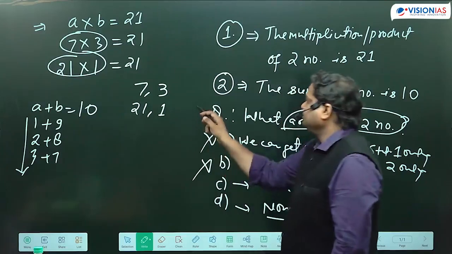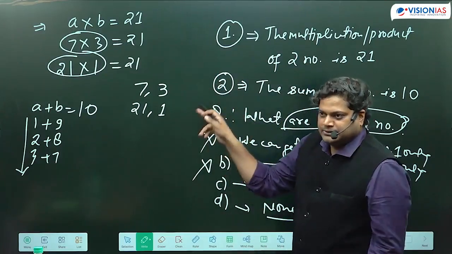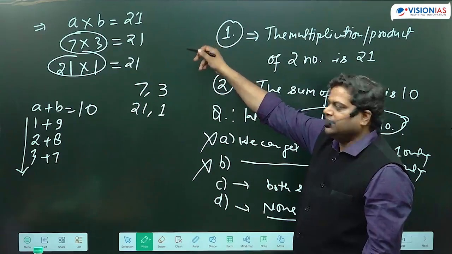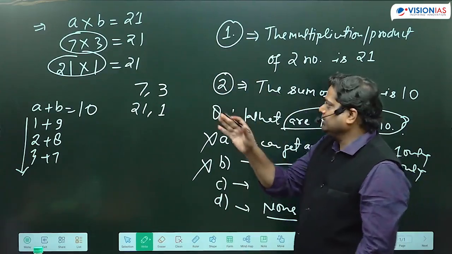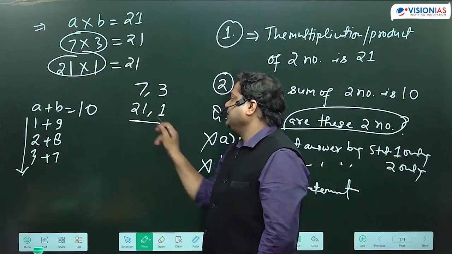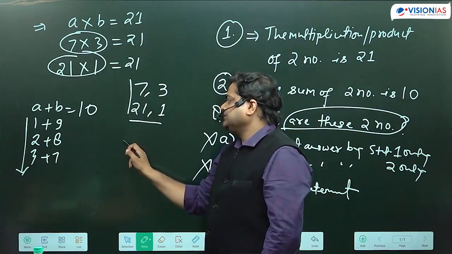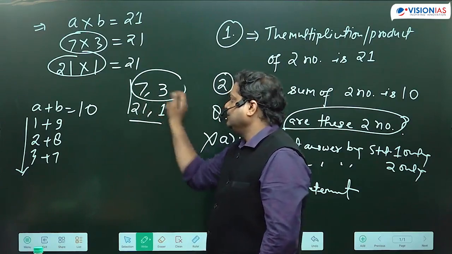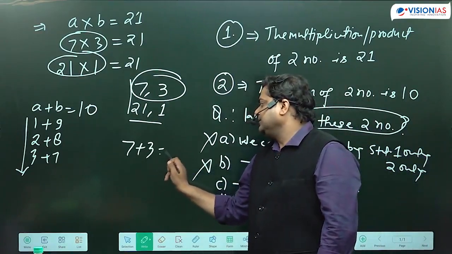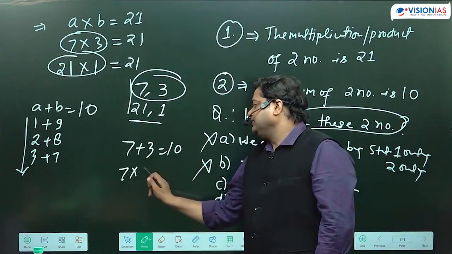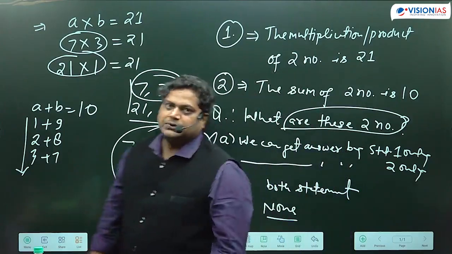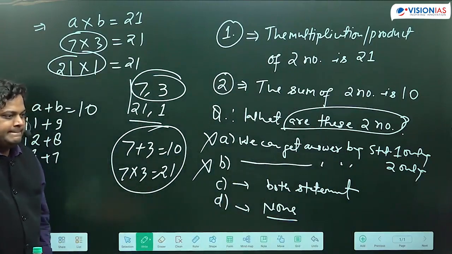But if we club the information of these two statements, that the sum is also 10 and their product is also 21, do we have any two numbers such that they fulfill these two conditions? From the first we get 7, 3 and 21, 1. In the second, the sum must be 10. So we have only one option available: 7 plus 3 we are getting 10, and 7 into 3 we are getting 21. So if we are clubbing the information of both the statements, then only we can get the answer. Right?